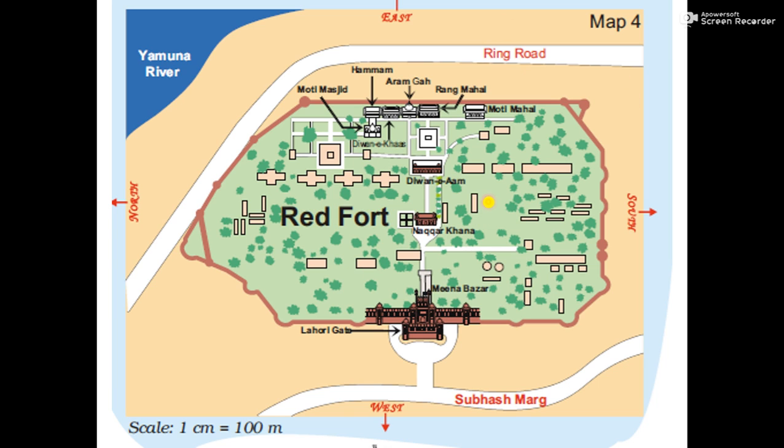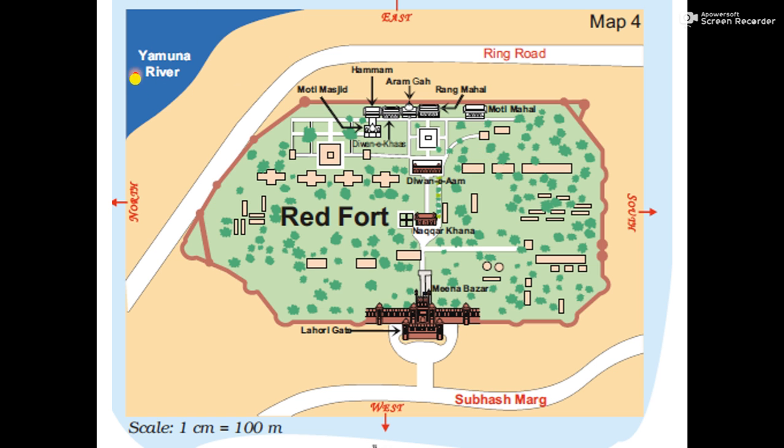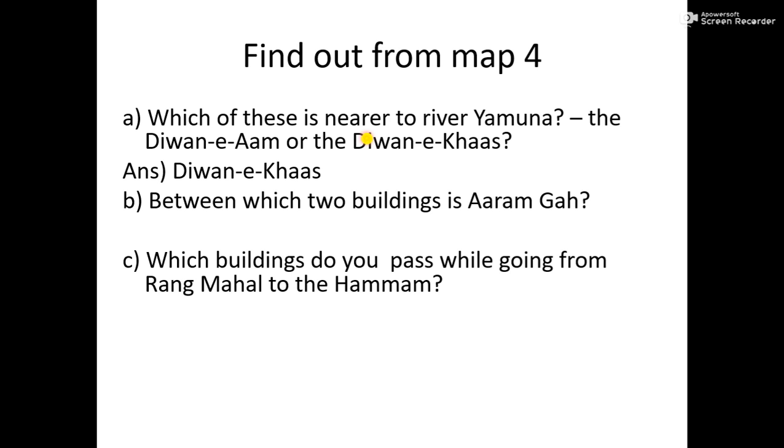This is map 4. We have given some questions. You have to answer those questions after searching the answers in this map number 4. Find out from the map which of these is nearer to river Yamuna, the Diwane Am or the Diwane Khas. Here is the Yamuna river. Diwane Khas is here and Diwane Am is here. Which is nearer to Yamuna river? Diwane Khas. So the answer will be Diwane Khas.